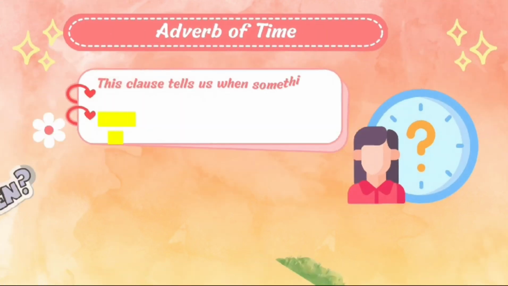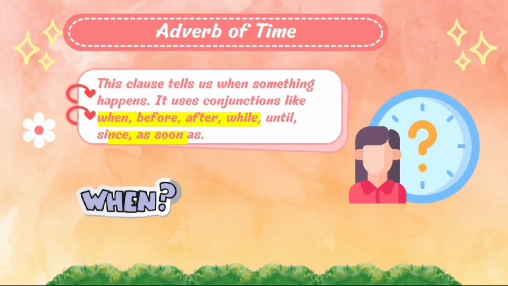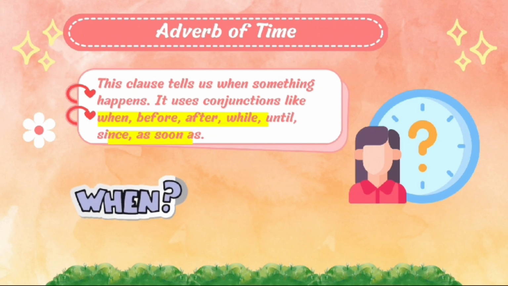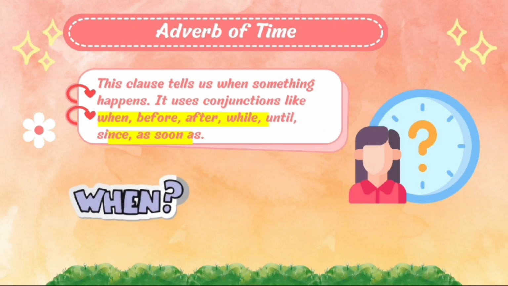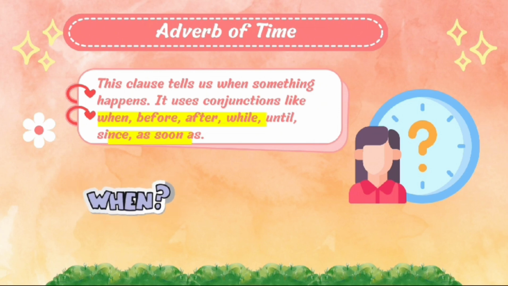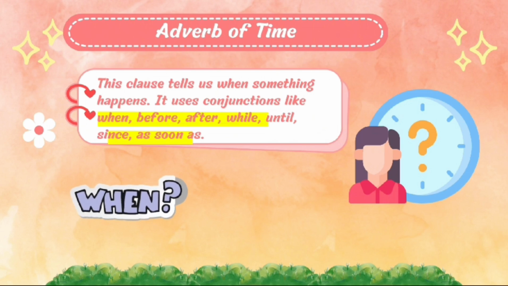The first type of adverb clause is the adverb clause of time. This adverb clause explains when something happens, namely when an action occurs, usually using subordinating conjunctions such as when, while, before, after, until, since, and as soon as.